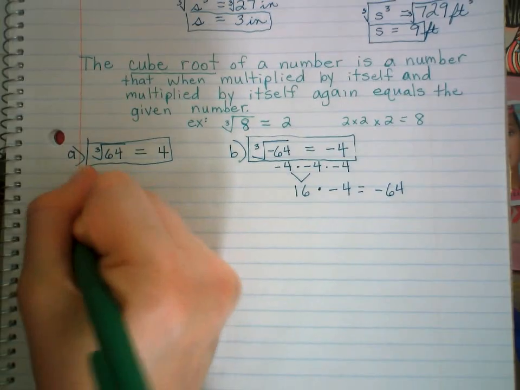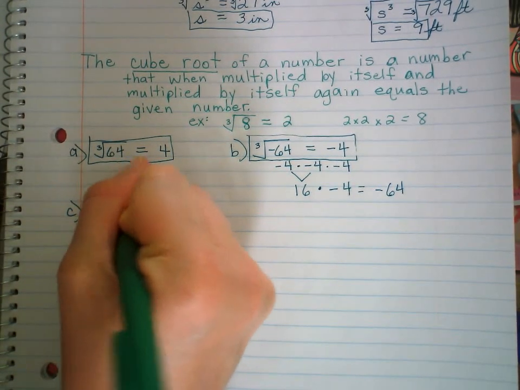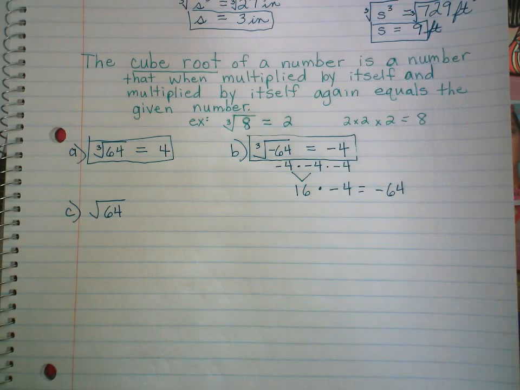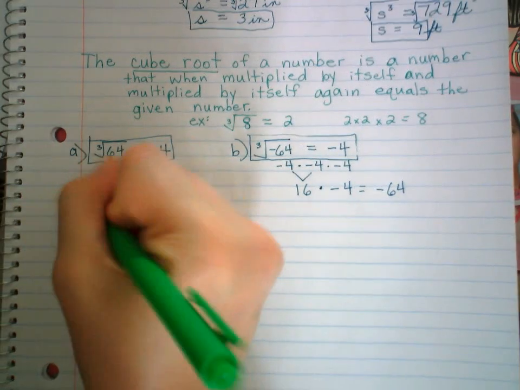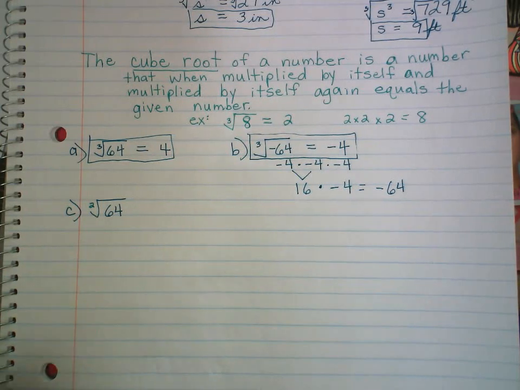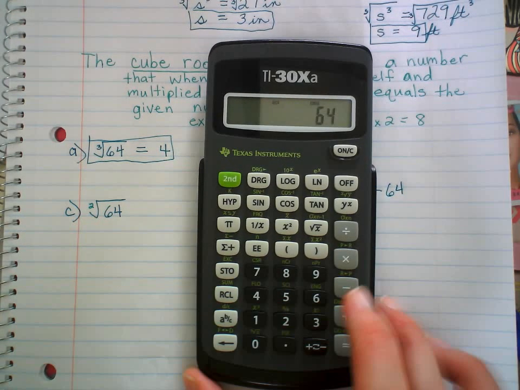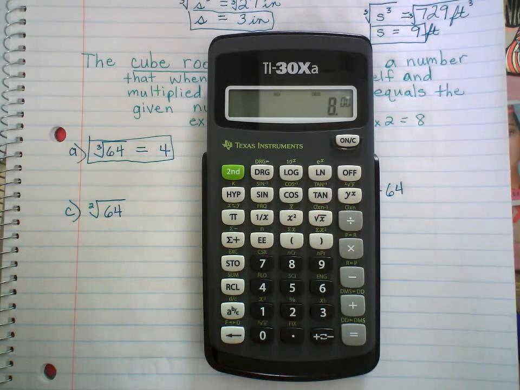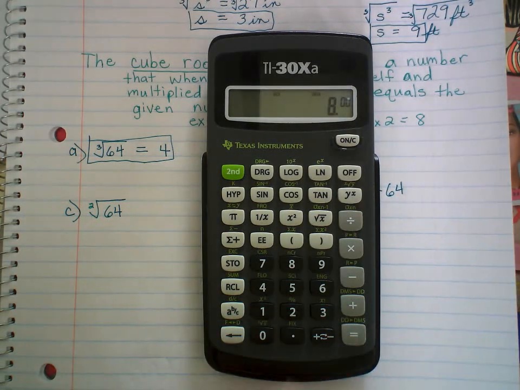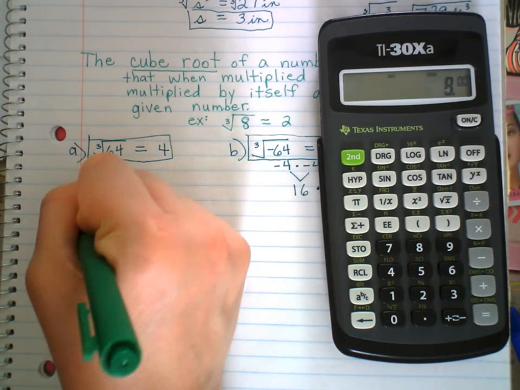But let's look at something. What if we had, so if it's written like this, that means square root. There's an invisible 2 that you just assume is out there if they don't write a number. What's the square root of 64? It's 8. 8 times 8 is 64.